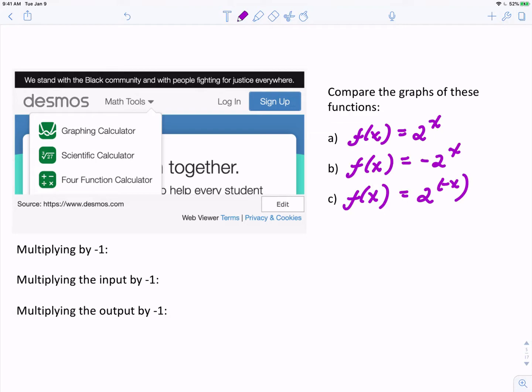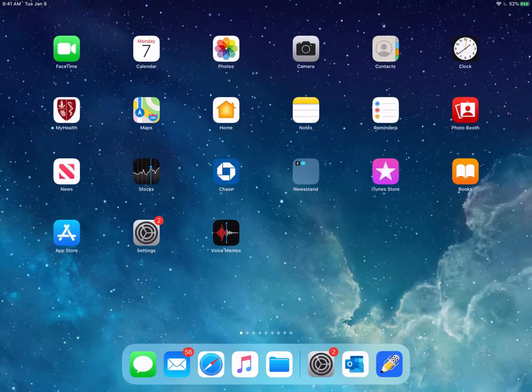So again, we're going to use Desmos, and we're going to compare the graphs of the functions f of x is equal to 2 to the x, that'll be our base function. And then the first transformation we'll look at is f of x is equal to -2 to the x. So what we're going to do is multiply the output by -1, and we're going to see what happens. So let's take a look.